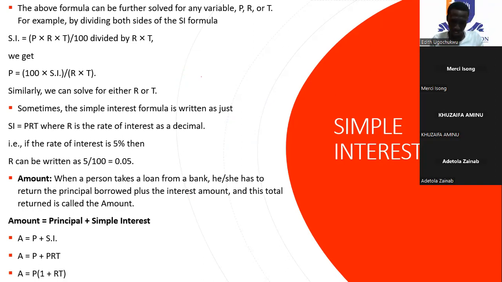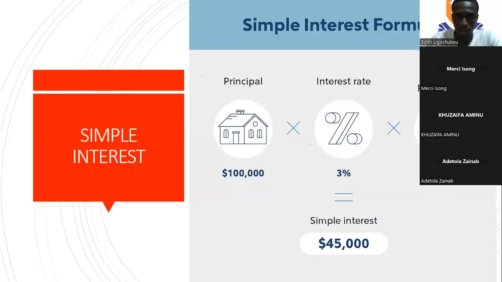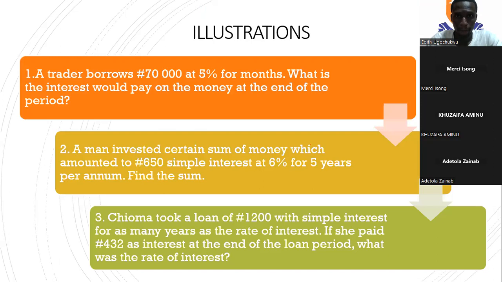Let's do this together, everybody. Let's unmute ourselves now. You see a slide where I have illustrations. Let's first look at number one. So we are going to solve it together.